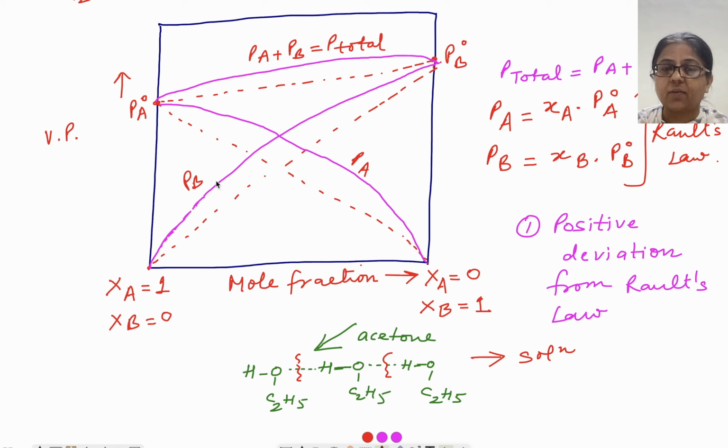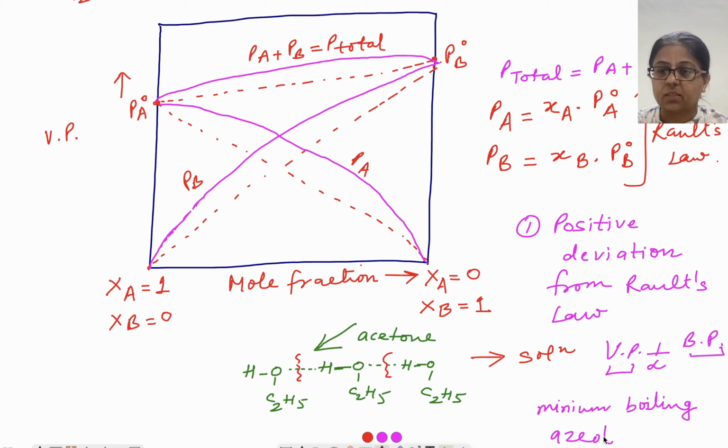It is easy to get evaporated. The vapor pressure will rise, and we know that vapor pressure is inversely proportional to boiling point. More will be the vapor pressure, lower will be the boiling point. So, the solutions which show the positive deviation from Raoult's law behavior will act as minimum boiling azeotropic mixtures.